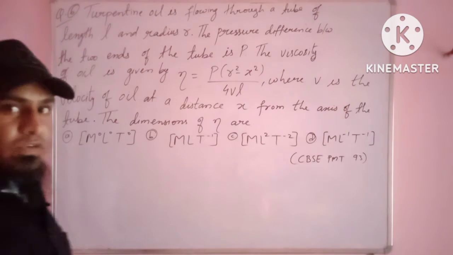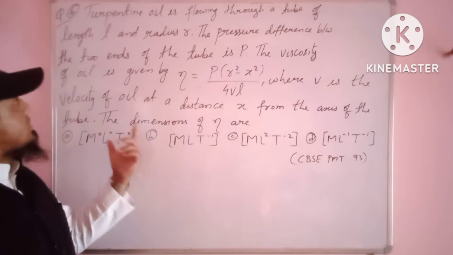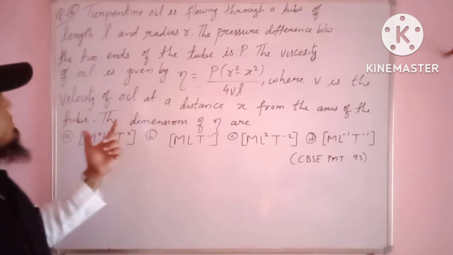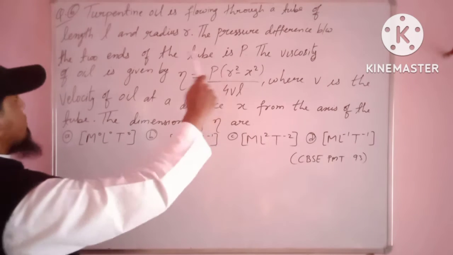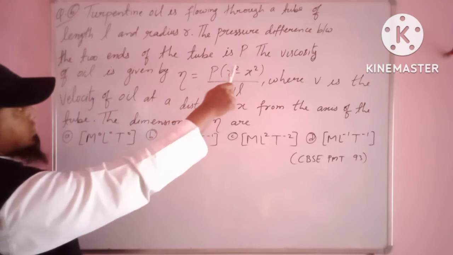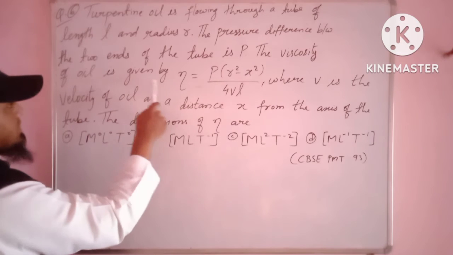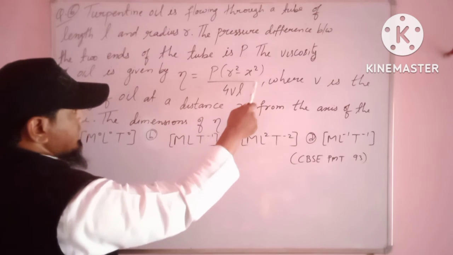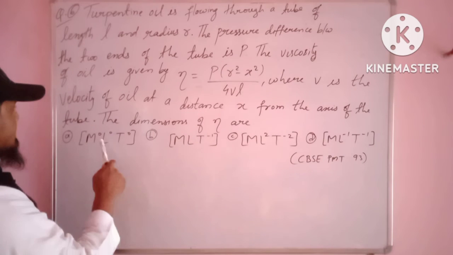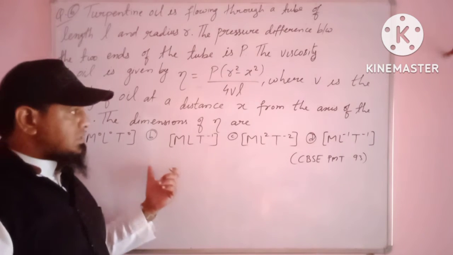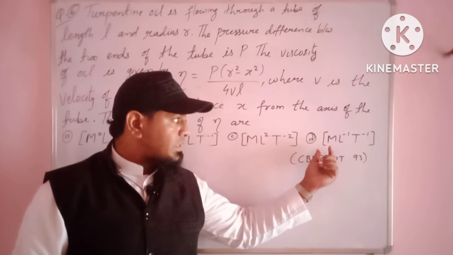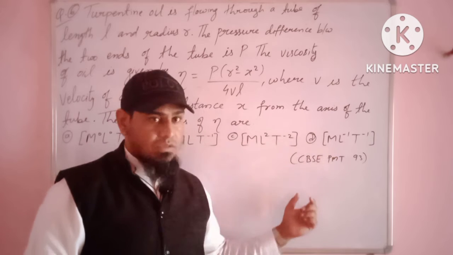Now let us proceed to the next question, question number 6. It looks like a very big and difficult question, but this is the easiest one. Just read it. Turpentine oil is flowing through a tube of length L and radius R. The pressure difference between the two ends of the tube is P. The viscosity of oil is given by eta is equal to P into R square minus X square upon 4VL, where V is the velocity of the oil at a distance X from the axis of the tube. The dimensions of eta are... This is a similar question as question number 5. I told you to remember the dimensions of eta, directly you can write it down, no need to solve it at all.